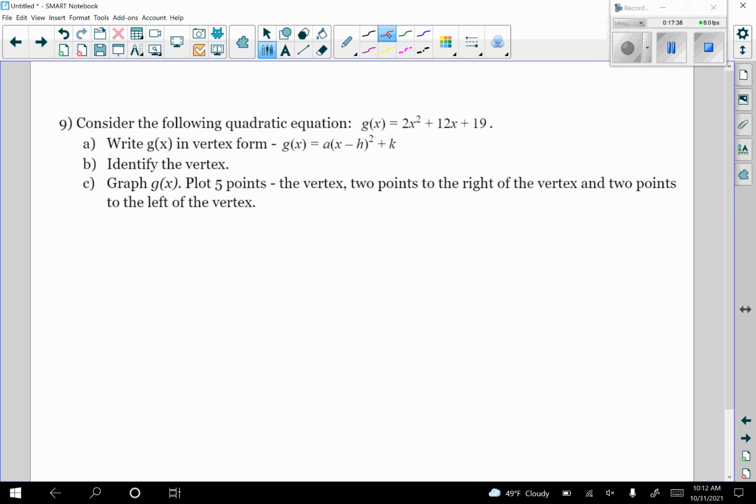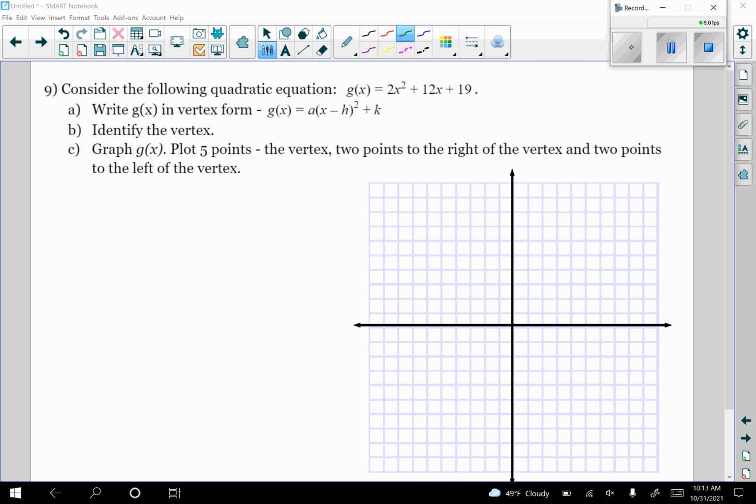For number 9, consider the following quadratic equation. We want to write g of x in vertex form, and that's just a dash there. We're going to identify the vertex, and then we're going to graph this. There's a couple ways we could do this. We can just go ahead and find h and k, or we can complete the square here. And I'm actually going to show you completing the square.